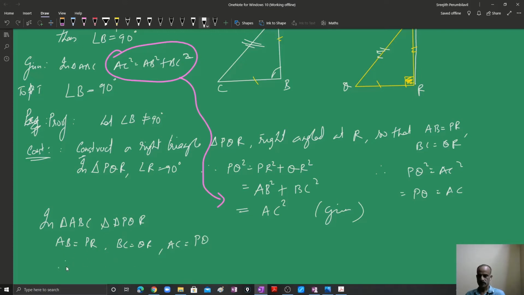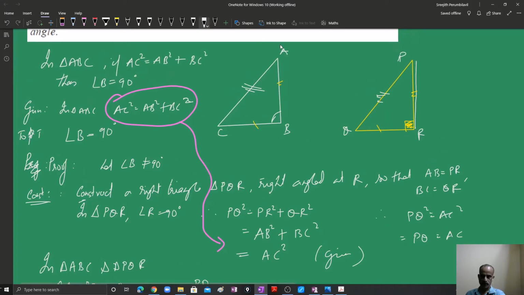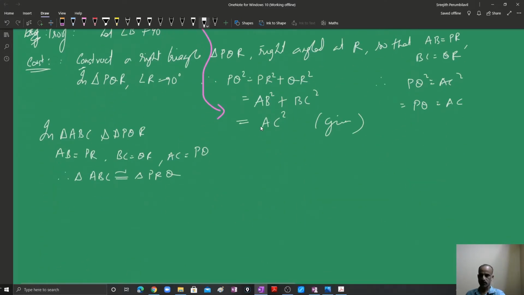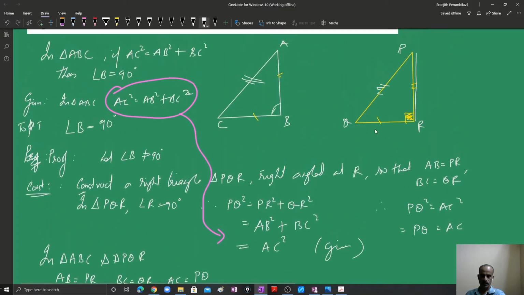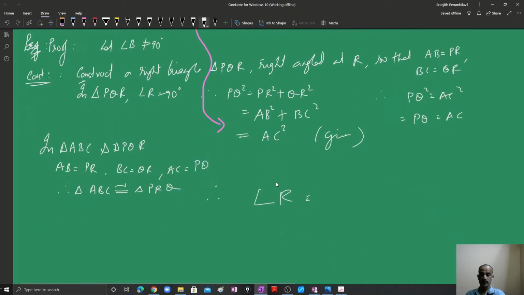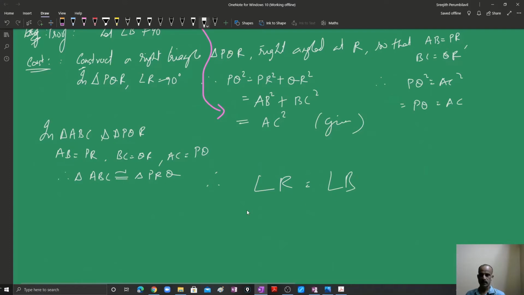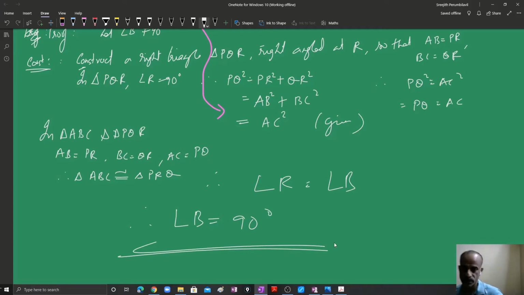Therefore triangle ABC is congruent to triangle PRQ. Therefore, since these are congruent triangles, angle R is equal to angle B. Therefore, angle B is equal to 90 degrees. Learn this theorem, it can be asked.